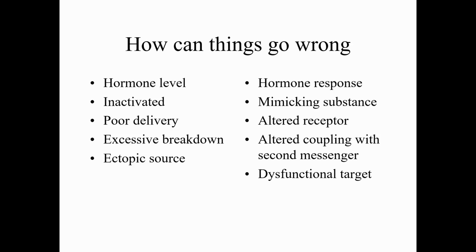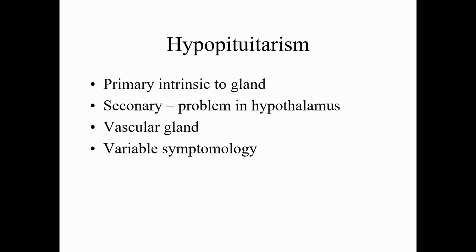And finally, perhaps you have hormone, but when it gets to its target, nothing's there. Perhaps there's an immune problem where a gland is being attacked and there's nothing there for the hormone to activate. So we're going to see lots of examples of these ways that hormone signaling can go wrong. So we're going to start with the pituitary. You can have a condition called hypopituitarism.